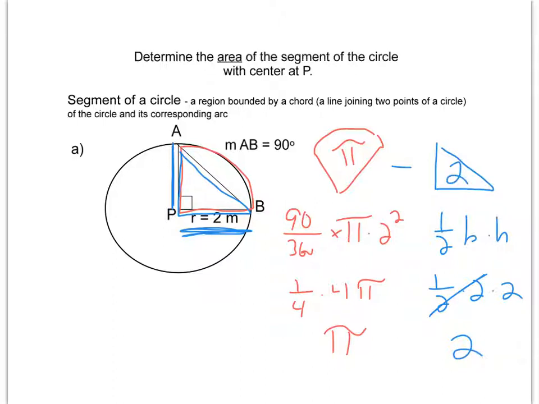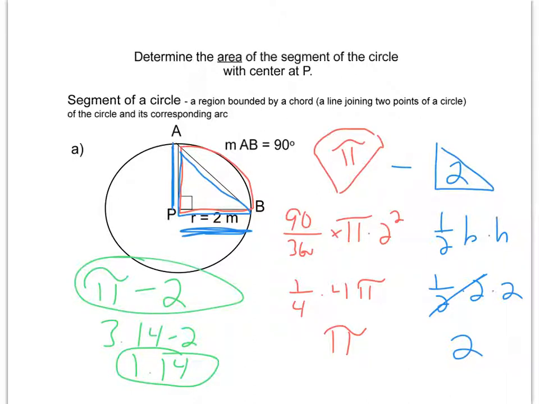My final answer is going to be, and I'll write that in green, pi minus 2. Or if you want to write it as a decimal, it's going to be 3.14 minus 2, which is 1.14. And there are my answers.